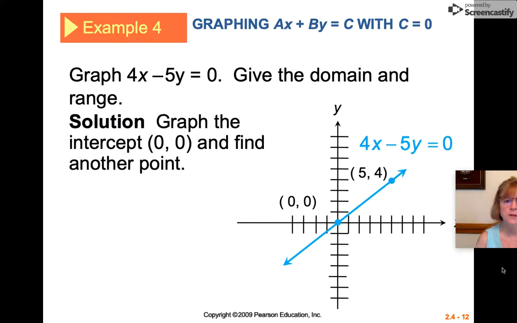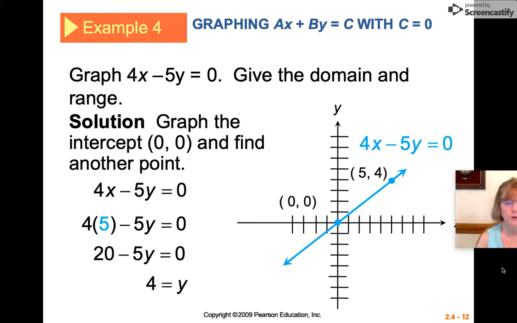So in this case, we're going to need to find a second point. So what we're going to do is choose any value of x and substitute it into the equation. Now they chose to substitute 5 in for x, and then they solved for y, which turned out to be 4. So the point 5, 4 is a second point on the line 4x minus 5y equals 0. So once they have the 2 points, 0, 0, and 5, 4, they connect the dots.